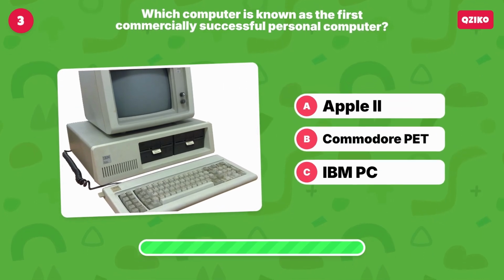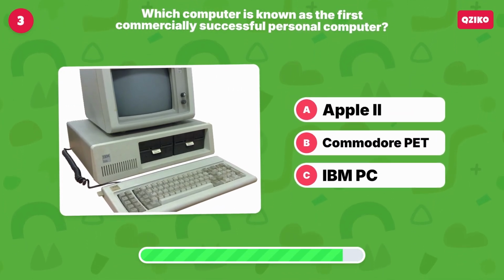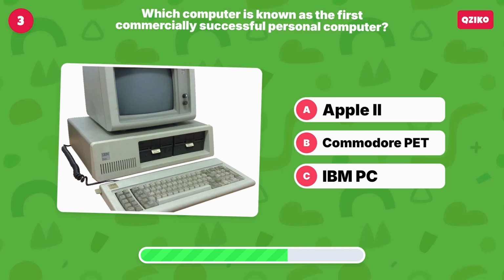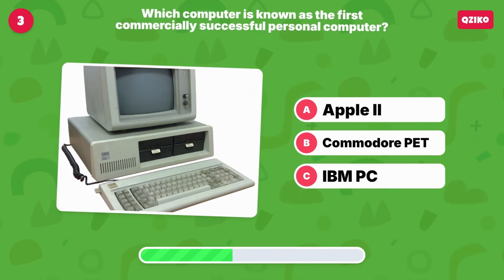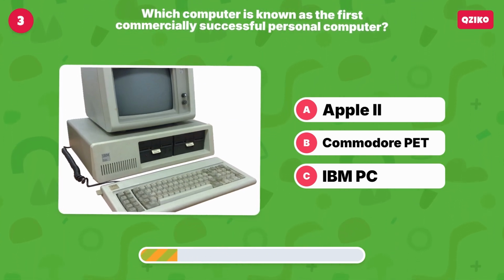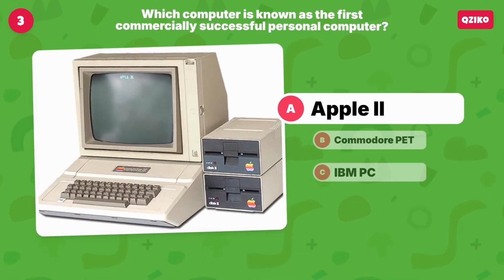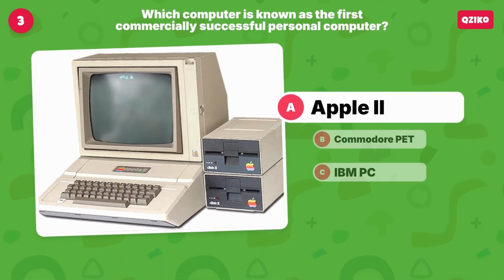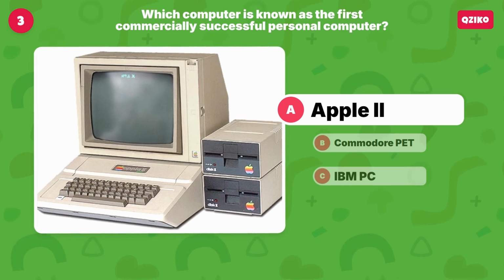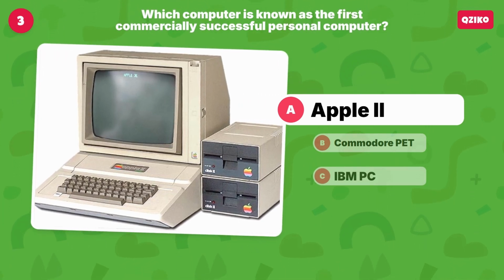Which computer is known as the first commercially successful personal computer? Apple II, Commodore PET, or IBM PC? The Apple II, launched in 1977, was one of the first mass-market PCs.